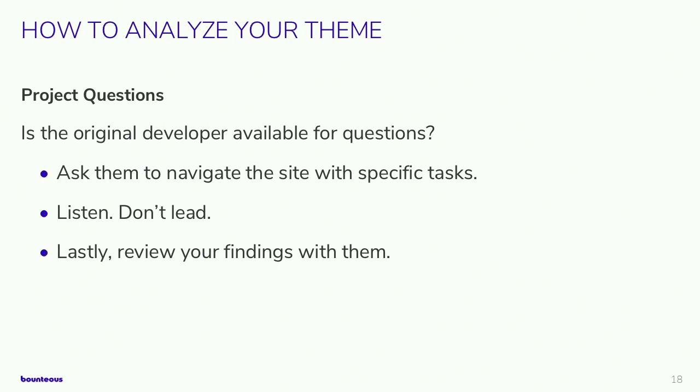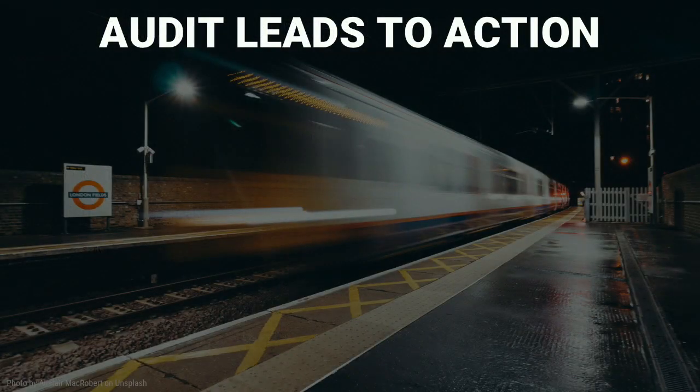You know, really the goal is to just find out how it is and why it was built that way, and see if there's room for improvements and refactoring as you're going into it. The most important thing is listen, don't lead them. But at the end of that conversation, review their findings and tell them, like, oh, maybe this part needed a little bit more documentation, or I could not find how this section affected this section. So with all of that, your audit is going to lead to action.